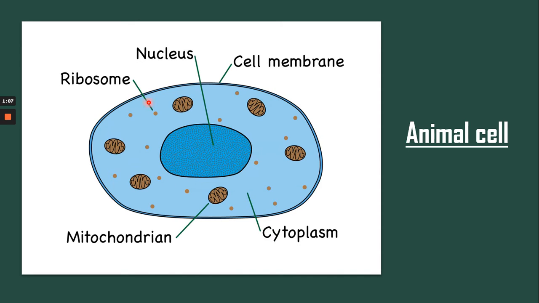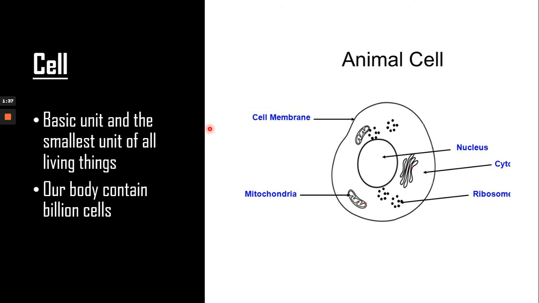Second one is the cytoplasm. Cytoplasm is here. It is a liquid, and the organelles are floating inside this liquid. Mitochondria, as you can see, it is like a double-layered membrane. Ribosome, these dots. Nucleus is here in the center. Okay.